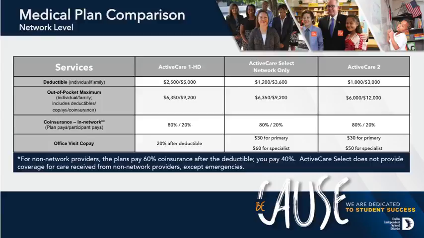Copayments: the amount you pay for certain medical services and prescription drugs at the time of service. Note, for Active Care 2 and Select, the copay depends on whether the doctor is primary or a specialist. Primary means care provided by family practitioners, internists, OBGYNs, and pediatricians. All other physicians are specialists.